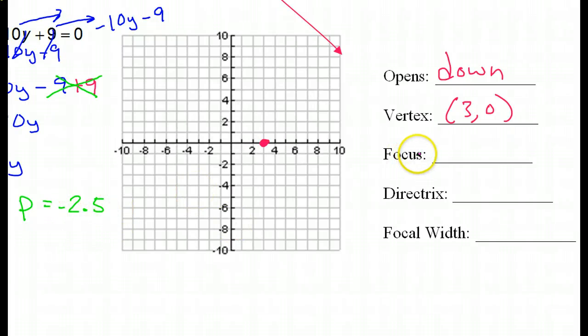Negative 2.5. So this p-value tells me where the focus is going to go. We already knew it was going to open down. So the focus will be 2.5 down from the vertex. Here's 2 and here's the 0.5, like 2.5 down. So there's my focus. Let's record that. It is at the point 3 comma negative 2.5.